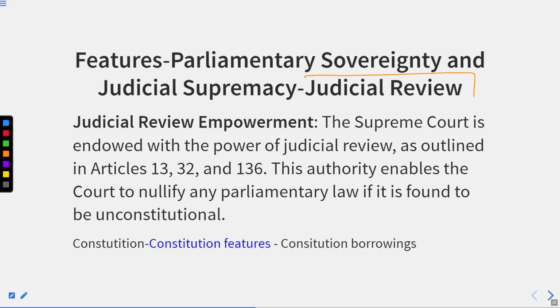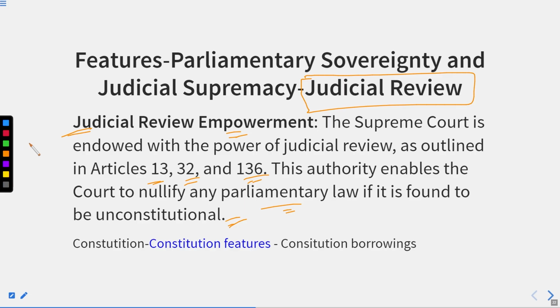Thereafter, the power of judicial review. As I have told you, judicial review empowerment. The Supreme Court is endowed with the power of judicial review as outlined in Article 13, 32 and 136. This authority enables the court to nullify any parliamentary law if it is found to be unconstitutional. As I have told you, the constitution defines each and everything in a proper manner. It means the actions which have been taken by the governments are already pre-planned. It's only a matter of how they have taken them. Got it? So this gives the judicial review empowerment.